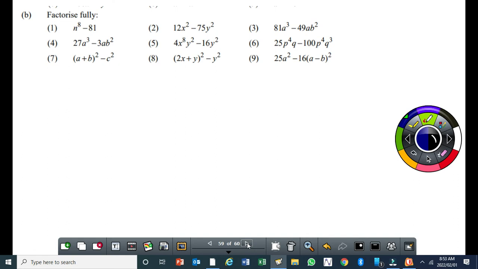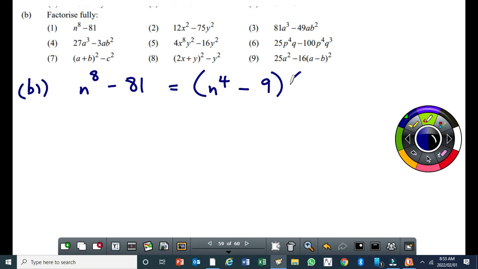Right? Let's start with the B1. So we have n to the power of 8 minus 81. Now, if you factorize this, remember, you have to find the square root of n to the power of 8. To find the answer, you divide it by what? By 2. Divide the exponent by 2. You get n to the power of 4 minus the square root of 81, it's 9, right? Then you repeat that, but you put a positive between them, n to the power of 4 plus 9.